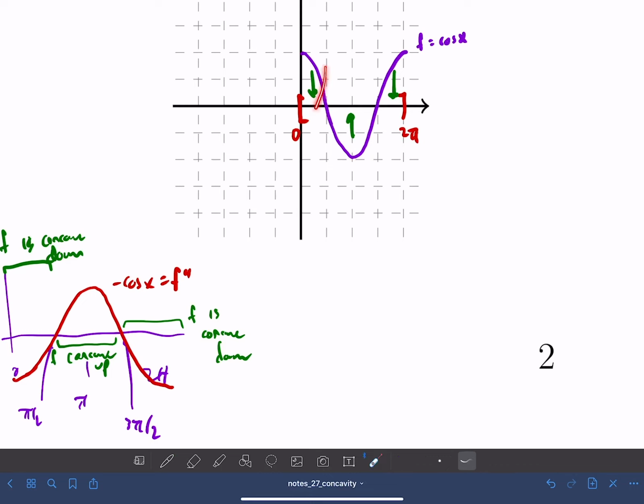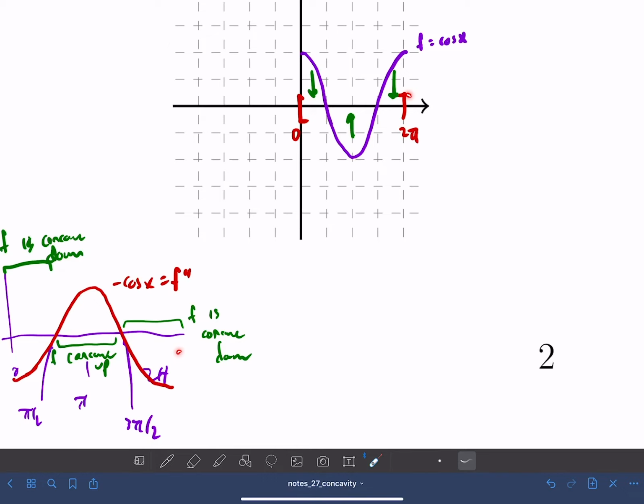So concave down. Here the second derivative is below the x-axis, and we labeled that f as concave down. From here to here, from pi over 2 to 3 pi over 2, we can see with the concavity arrow that f is concave up, and indeed we noted f is concave up.